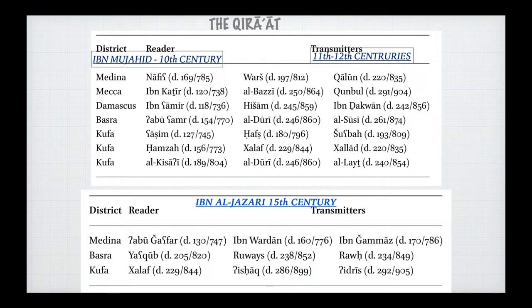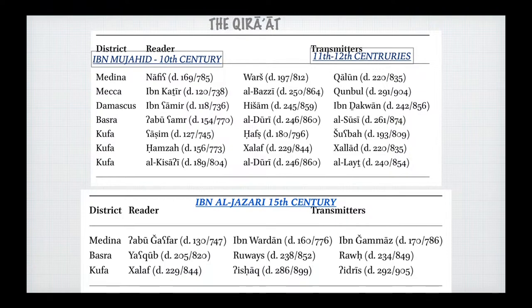They added on this other kind of canonization, Shadi Nasr calls it a canonization of the 2 transmitters for each reader. So you have one reader, for example Hamza, and then Hamza has 2 students, Khalaf and Khalad. Ibn Mujahid didn't put that cap on there. Some readers had 10 students, 15 students, and they would differ with each other.